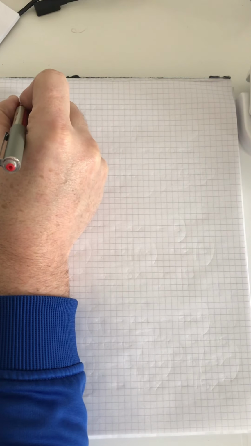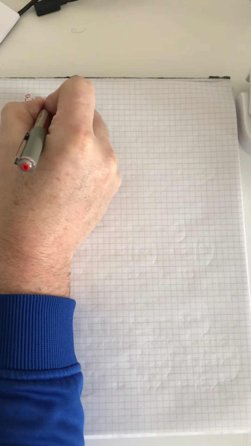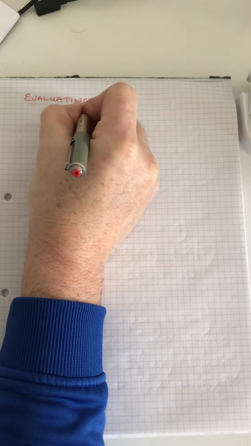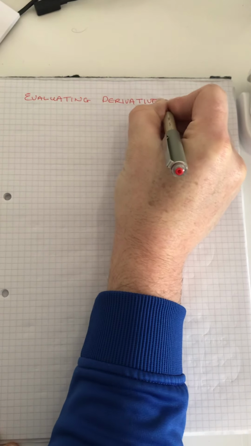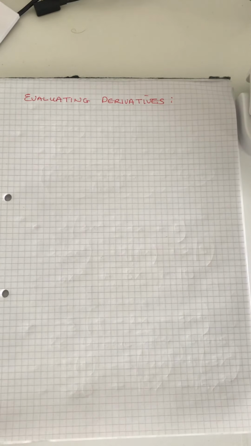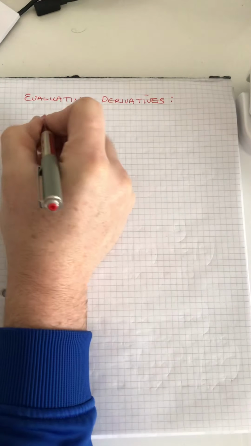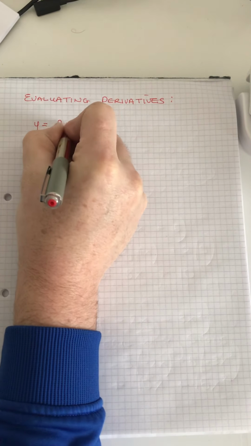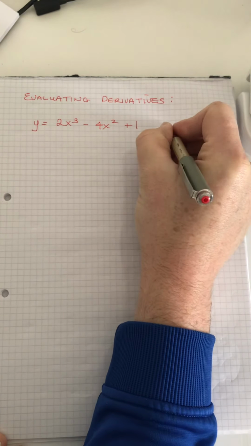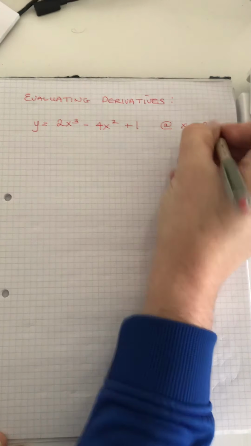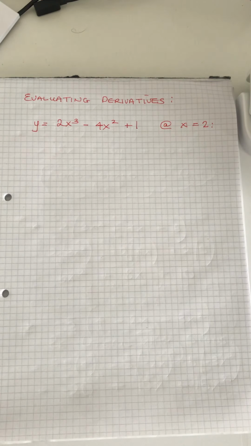So this is Monday, the 6th of March, and here we are evaluating derivatives. Okay, so question 1: y equals 2x cubed minus 4x squared plus 1 at x equal to 2. Okay, so the first thing we want to do here is to find the derivative.